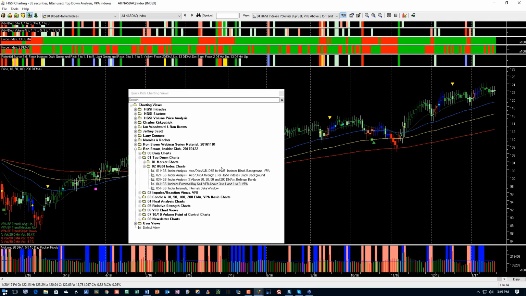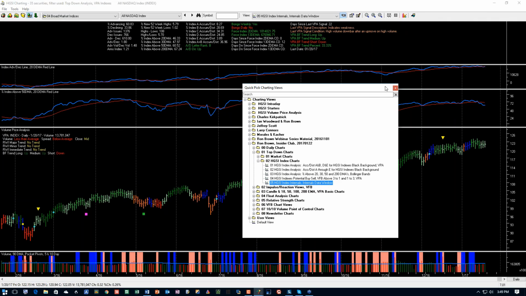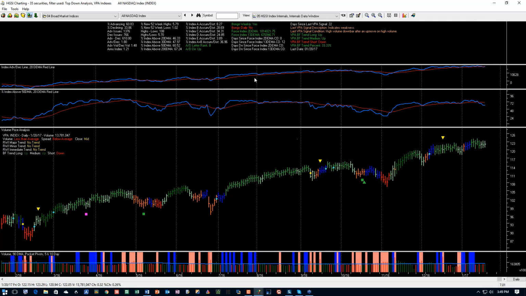And then I have one more in here. This is a chart which shows me the actual internals of that day. And this was Friday. So on Friday, the NASDAQ had 60% advancers, 34% decliners. Here's the number of new highs, new lows, and so on. A lot of information in these charts.